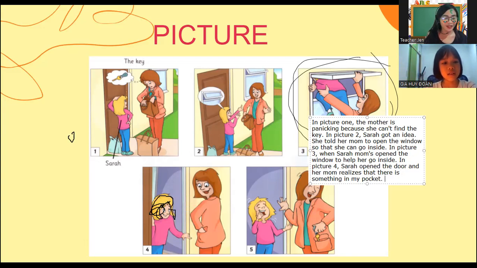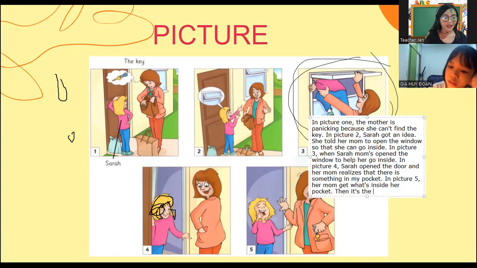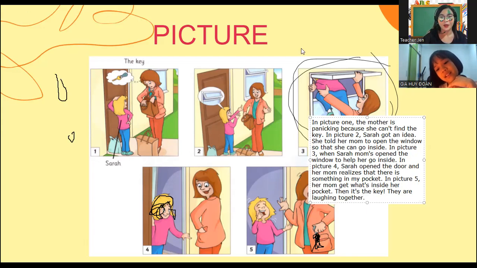Okay, then number five. In picture five, her mom gets what's inside her pocket. Then it's the key. They laugh. They are laughing together. Okay. So I think Sarah's mom is forgetful.